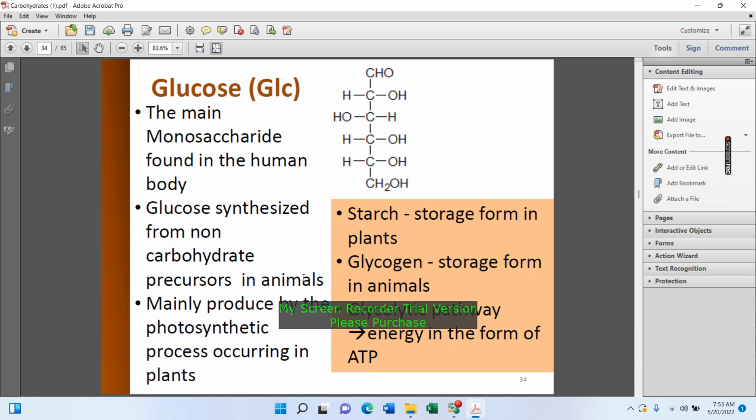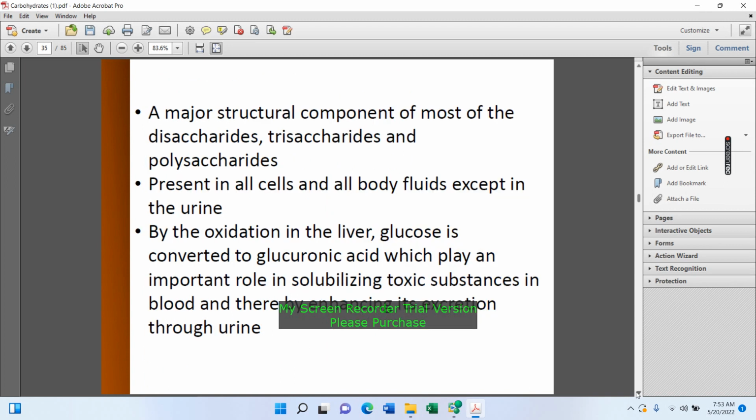So let's see. Starch is the storage form in plants. Glycogen is the storage form in animals. Glycolytic pathway: energy in the form of ATP. So we break down glucose and store this energy in ATP. The glycolytic pathway turns the energy in glucose to ATP. Breaking down of glucose will make ATP.